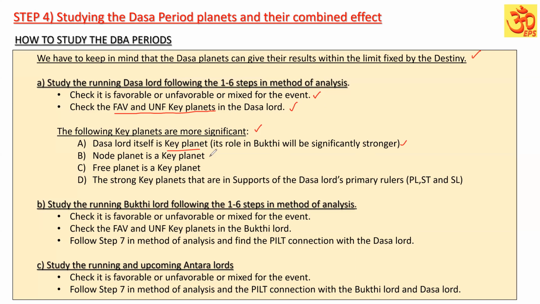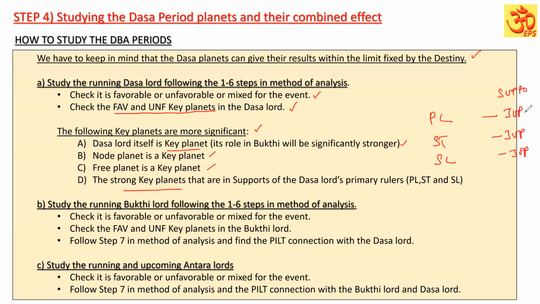Node planet is a key planet. Free planet is a key planet. And strong key planets that are in support of the Dasa Lord's primary rulers, that is, the planet, star lord, and sublord of the Dasa Lord. Suppose a favorable key planet, Jupiter, is a strong key planet. If it is there in this planet's supports, and the star lord also has Jupiter, the sublord also has Jupiter, if all three have that favorable key planet in support, their impact is going to be good.